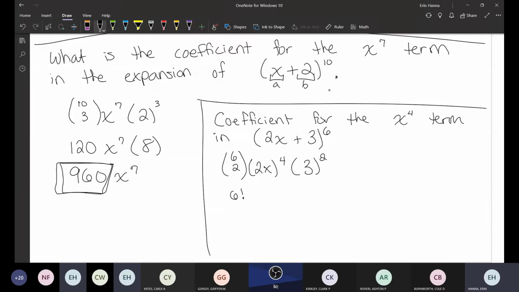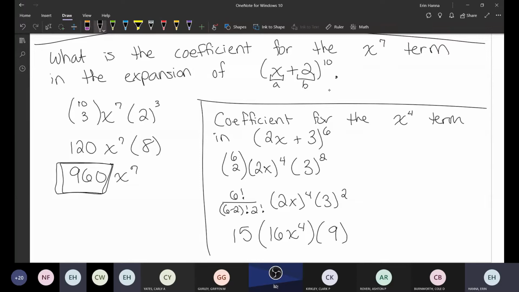So 6 choose 2, that would be 6 factorial over 6 minus 2 factorial times 2 factorial, to remind us of the factorial notation. I'm just using my calculator to cheat and do this really quick. And then 2 to the 4th is 16, so we would get 16x to the 4th, and then times 9. If we multiply all of those constants together, you would get 2160x to the 4th. So the coefficient that they want would be the 2160. So it goes a little bit more than I had originally told you. Sorry about that.